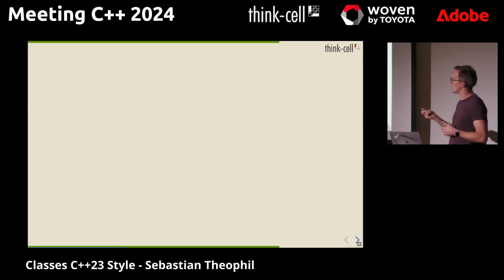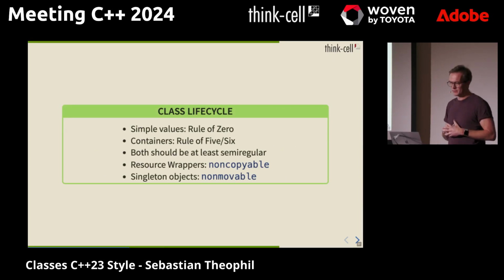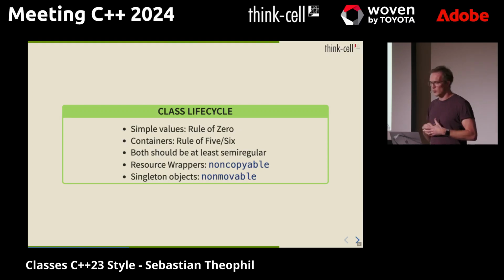Okay, so that was a simple revisit of the familiar lifecycle rules that we have. So simple value types we can declare with the rule of 0. For more complex value types, if we want them to be regular, we have to follow the rule of 5 or 6, depending on if we count the default constructor. And the result should be at least semi-regular value types. And then we have non-copyable resource wrappers and non-movable singleton objects.